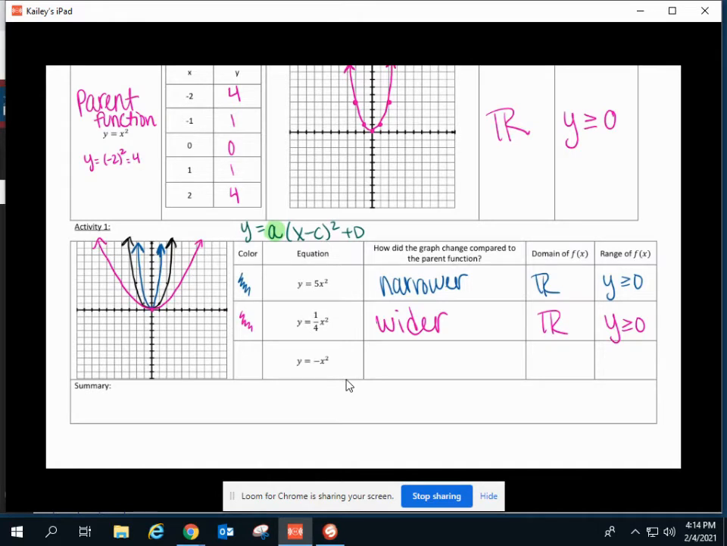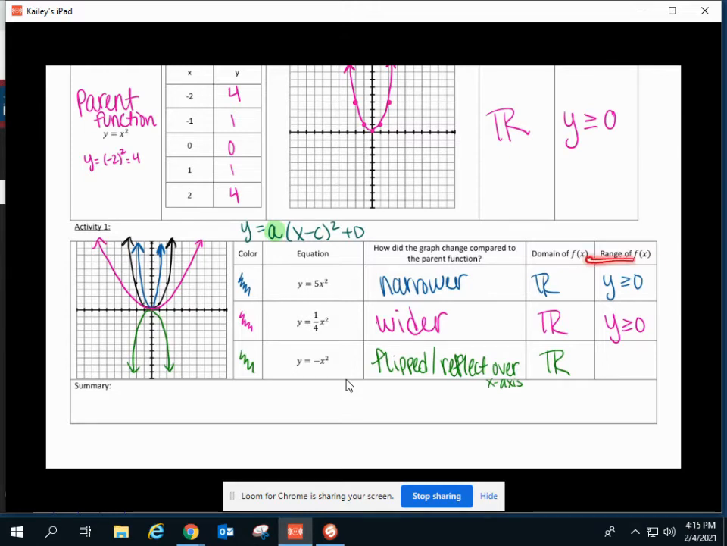So lots of things to add here. So this green one that I draw on is going to be the same width as the parent function, but it's just going to be reflected over the x-axis. So it's flipped or reflected over the x-axis. So anytime there's a negative sign in the front, so we could have a negative sign and a number, and it would do both things. But it's still going to have a domain of all real numbers.